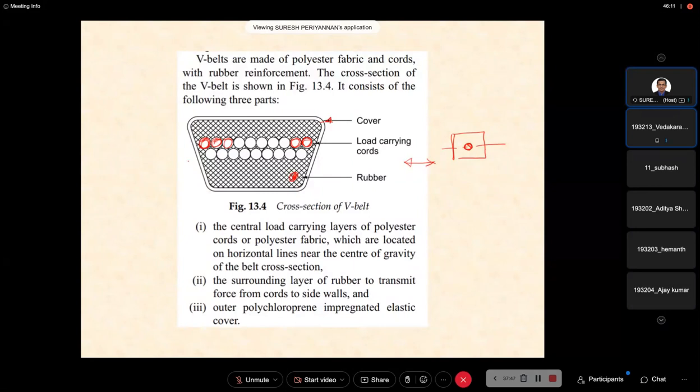Okay. Now I ask the question to you. Why are we keeping the polyester cords at the center of gravity of the belt cross section? Do you have any other reason? I already told you load carrying capacity is more. But in general, I'm asking one question. Why are we keeping the polyester cords or load carrying cords at the center of gravity of the cross section of the belt? Why?